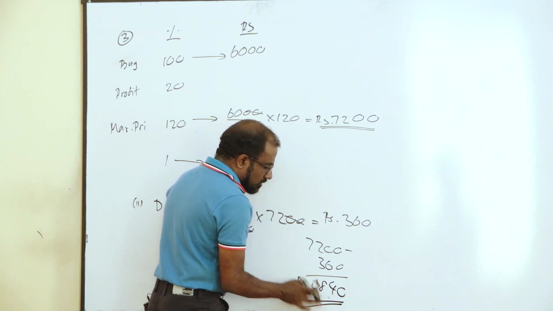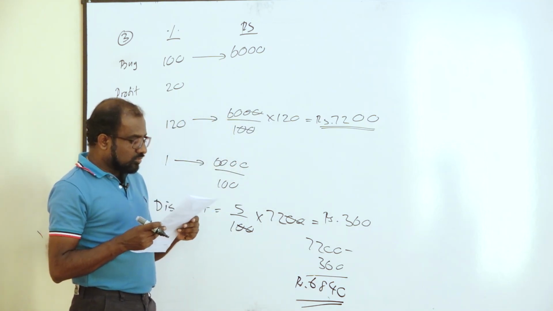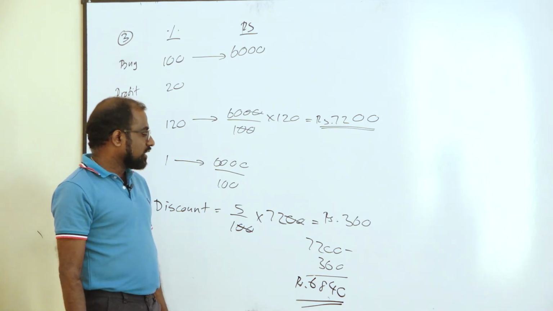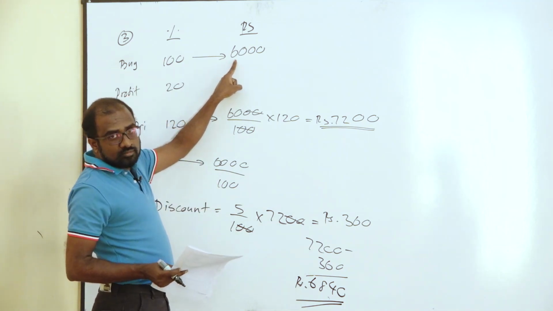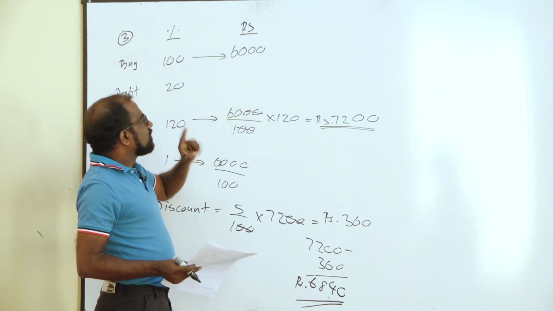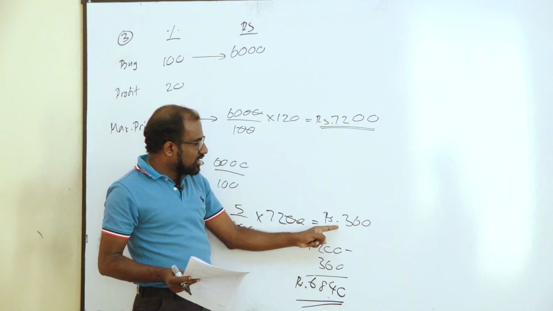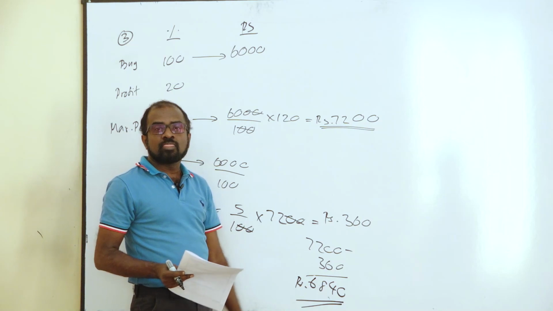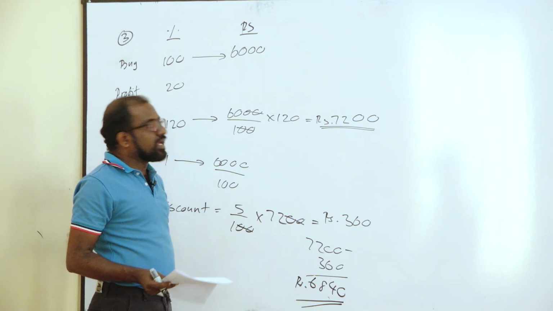6,840 rupees, the selling price of the electric good. So, third question, the profit he obtained. They are asking for the profit he made. So, what happened? He bought the item for 6,000. He intended to sell it for 7,200, but he had to give a 360 discount. So now he is selling at 6,840. So finally, what has happened? Bought for 6,000, sold for 6,840.